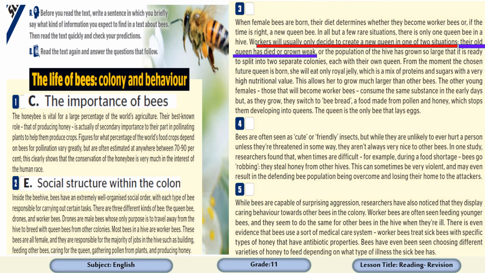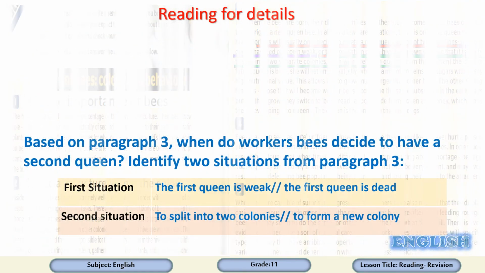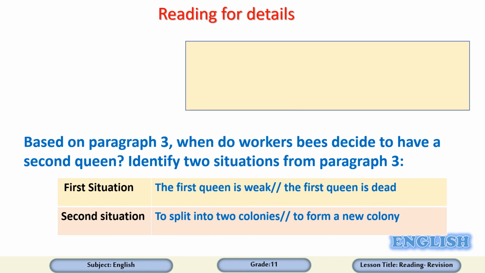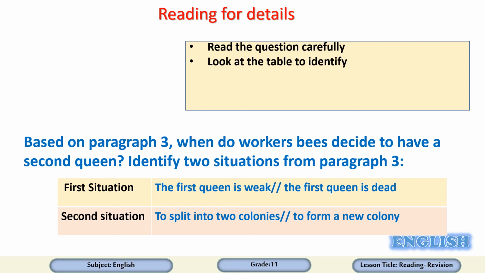The old queen has died or grown weak. The second answer will be, or the population of the hive has grown so large that it is ready to split into two separate hives. And your answer will look like this. The first queen is weak, or the first queen is dead for the first situation. For the second situation, to split into two colonies, or to form a new colony.